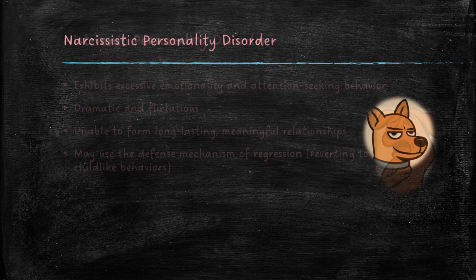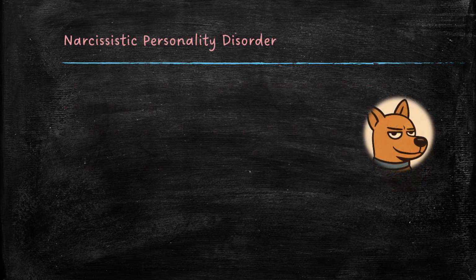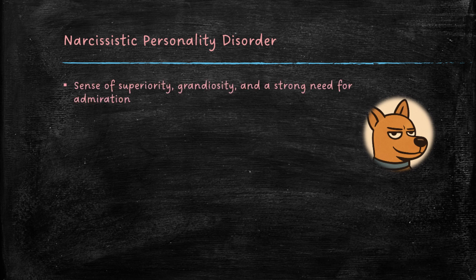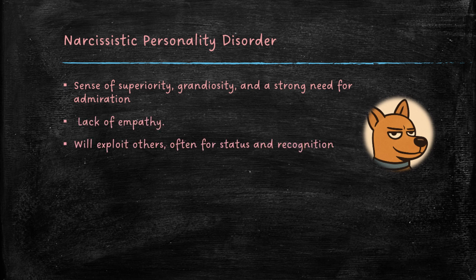Now we have narcissistic personality disorder. Now, narcissistic personality disorder can be recognized by their sense of superiority, grandiosity, and strong need for admiration. They typically lack empathy like antisocial, and they will exploit others, often for status and recognition. But the way that you can distinguish them from antisocial personality disorder is antisocial tends to have more criminal-like behavior, and narcissistic personality disorder tends to have more of this sense of superiority and grandiosity that will be displayed in the test question.